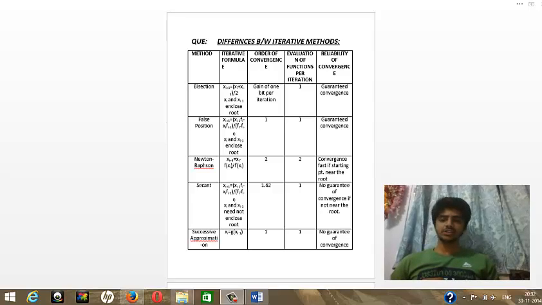The fifth one is successive approximation method, whose iterative formula is x_i = g(x_{i-1}), where g is a function of x. Now there is a second difference between these methods on the basis of their order of convergence.